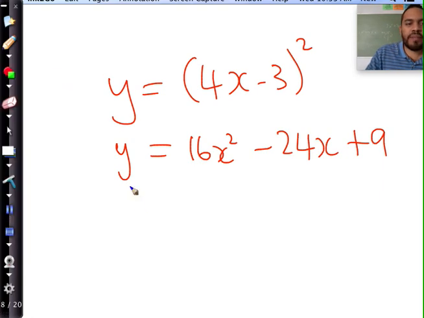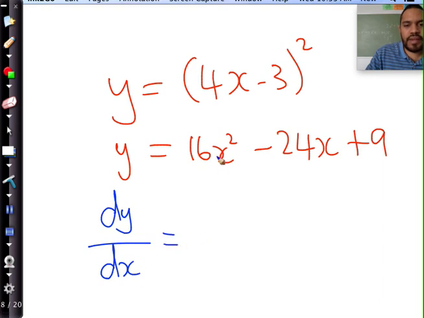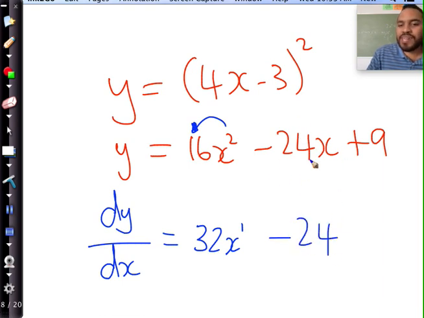Now I go and I apply the derivative dy by dx. Can anybody give me this, Mahir? 16 times 2 is 32x to the power of 1 because we're minus 1 from that, and this is just minus 24. Are you guys already seeing a pattern? If there's a linear term, you're only going to take what's in front of it, and if there's a constant term, that falls away in the derivative. Are we good? Yeah. Okay, let's go do some more quickly.